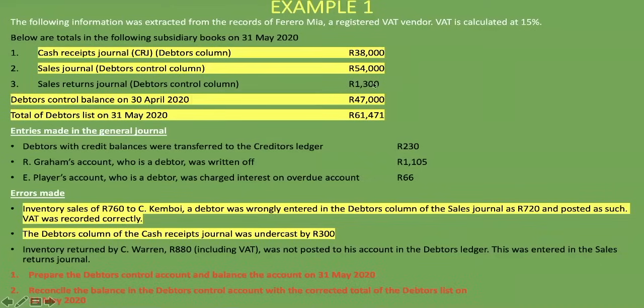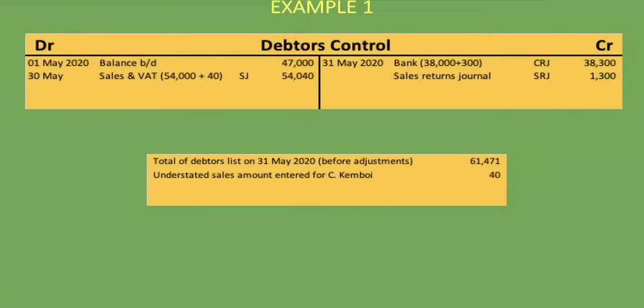And remember, we put it on the credit side because our debtors returned goods back to us. That means they don't owe us that amount again, so we reduce our debtors control. We put it on the credit side. So we put here sales returns journal, and the folio is the sales returns journal here, and you put the 1,300 rand. Now here in the details, you don't have to put the word journal, you can just put sales returns.